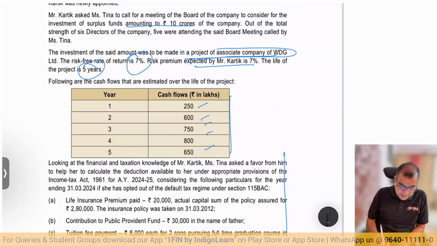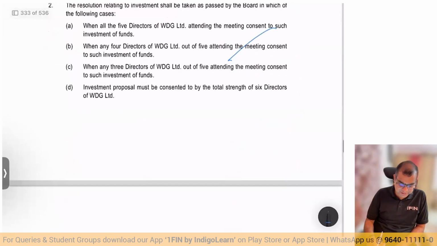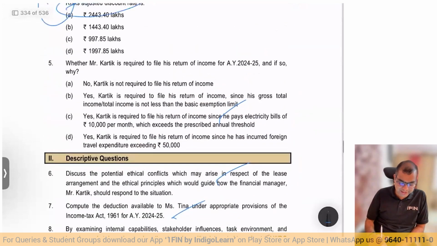So you have what rates? Risk-free rate is 7%. Risk premium is another 7. So you have to compare it as 7 and 14. With the two ratios, you're supposed to compute. Have they given any present value factor? No, they have not given any present value things. We have to directly multiply.